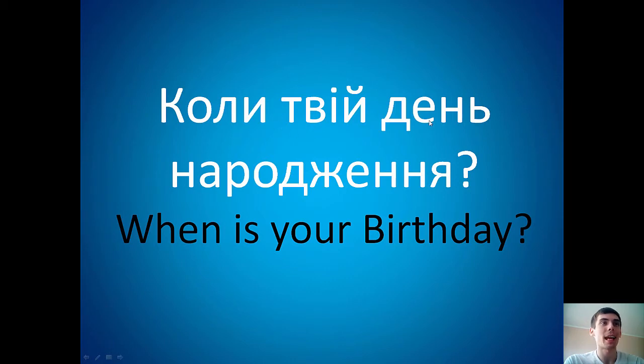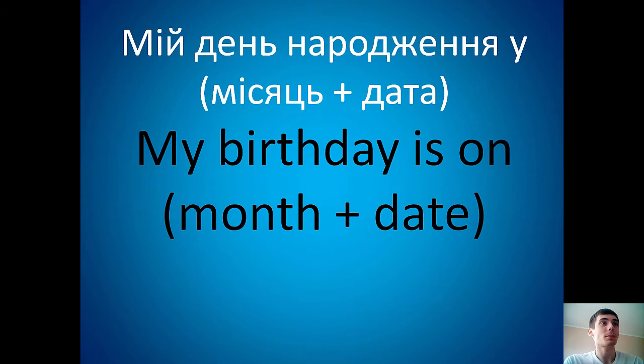Коли твій день народження. And more faster. Коли твій день народження. And normal speed. Коли твій день народження. So when you pronounce the sentence, you are like connecting each word to the next one, and the breaks between words are smaller or shorter or even unnoticeable in some cases. Коли твій день народження. Like this.